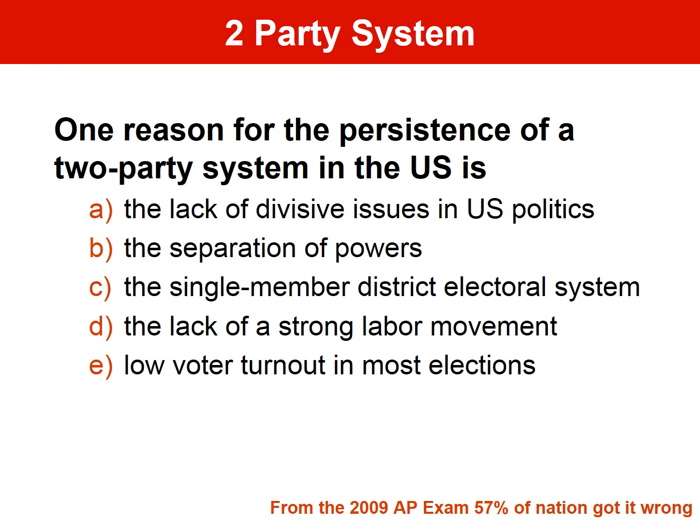This was a question found on the AP exam in 2009. It said, one reason for the persistence of a two-party system in the U.S. is A, the lack of divisive issues in U.S. politics, B, the separation of powers, C, the single-member district electoral system, D, the lack of a strong labor movement, and E, low voter turnout in most elections. On the 2009 AP exam, 57% of the nation gets this question wrong. Your answer is the single-member electoral district system.